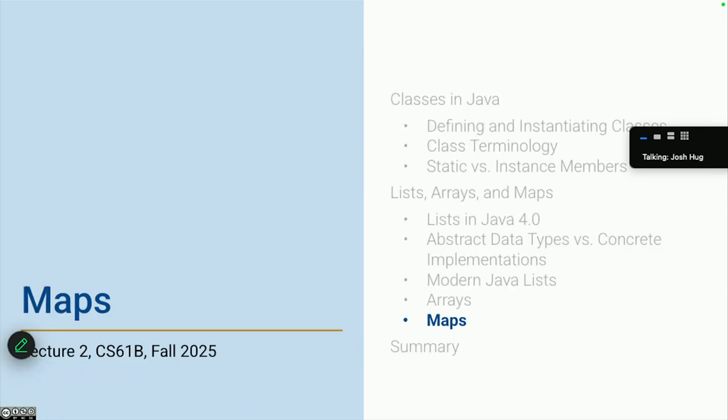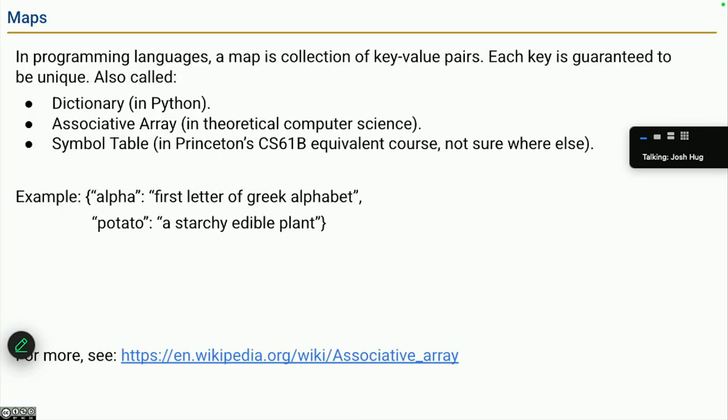Last thing you need to know for homework 3 is about maps. In programming languages, there's this notion of a map. It's a collection of key value pairs. Like Josh teaches 61B and 70. Peyron teaches 61B and 188. You are taking these 5 classes, whatever it may be. Your list, the key is you, and the value is your classes. Each key is guaranteed to be unique.